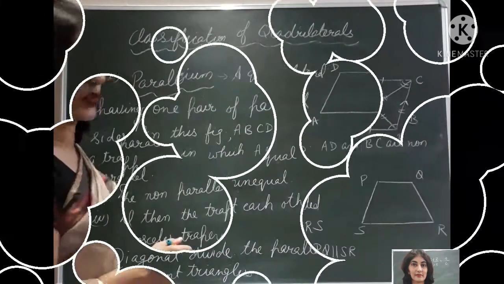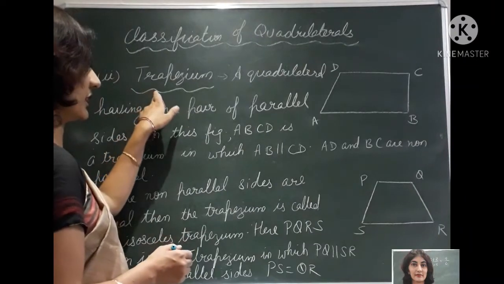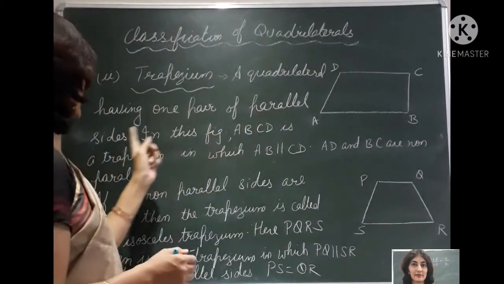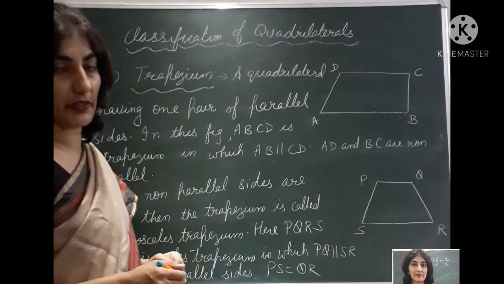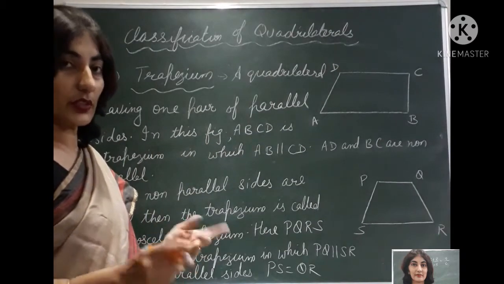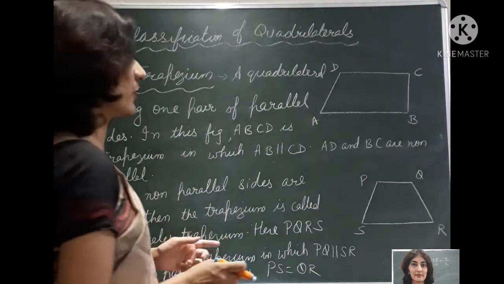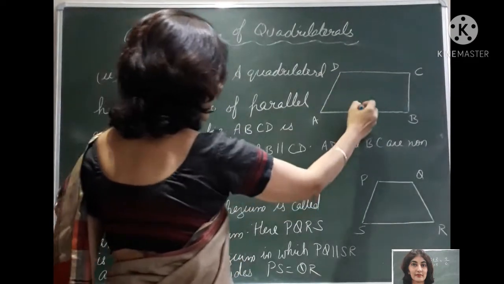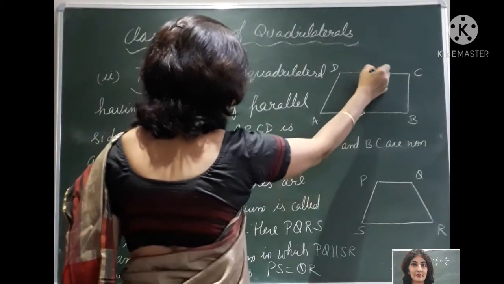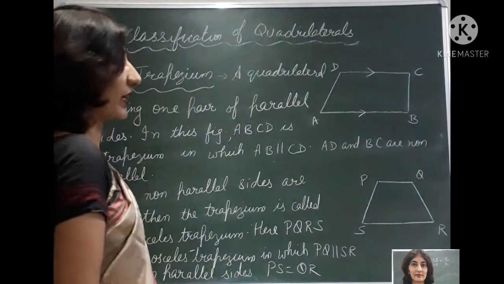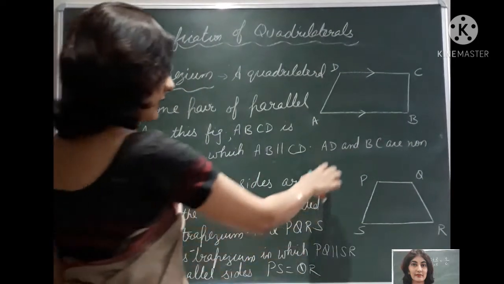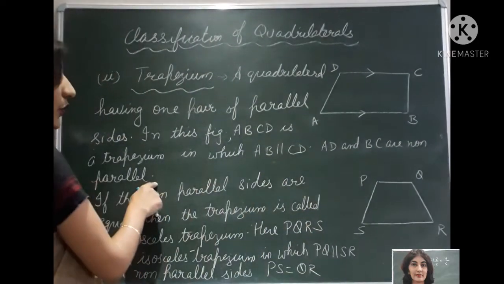The next type of quadrilateral is trapezium. Now what is a trapezium? A quadrilateral having one pair of parallel sides. Only one pair. In parallelogram, both the pairs were parallel. Here only one pair. So in this figure, ABCD is a trapezium in which AB is parallel to CD. So I put the sign of parallel. And these sides AD and BC are non-parallel.